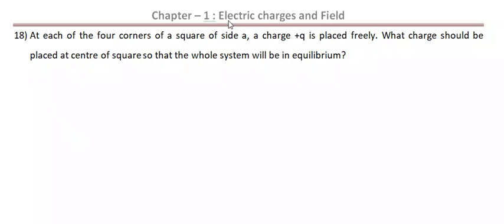Numerical number 18 of chapter 1, electric charge and field. At each of the four corners of a square of side A, a charge plus q is placed freely. What charge should be placed at the center of the square so that the whole system will be in equilibrium?